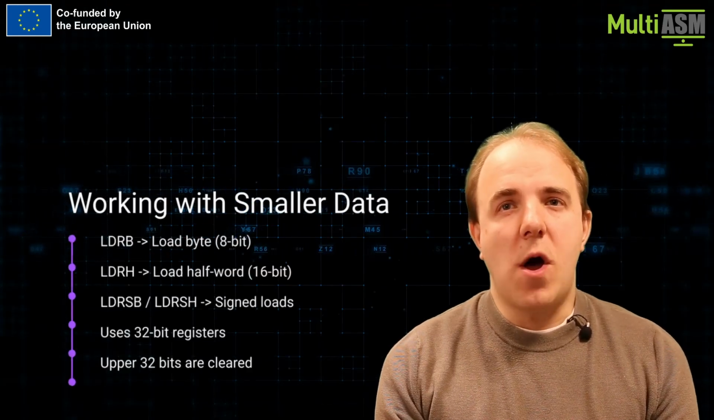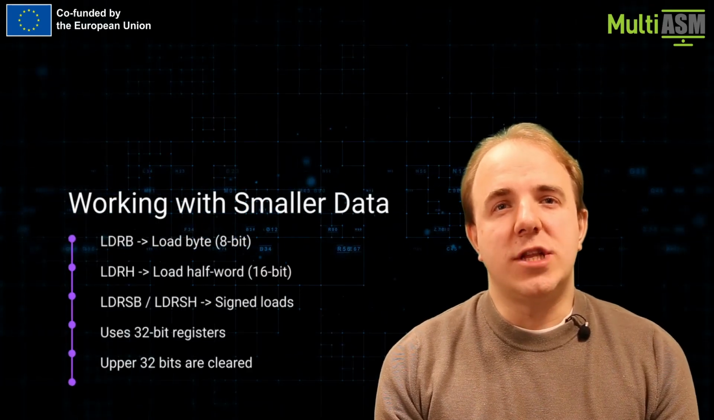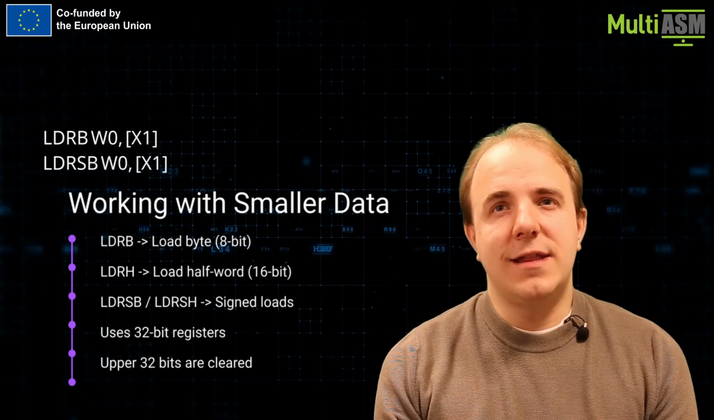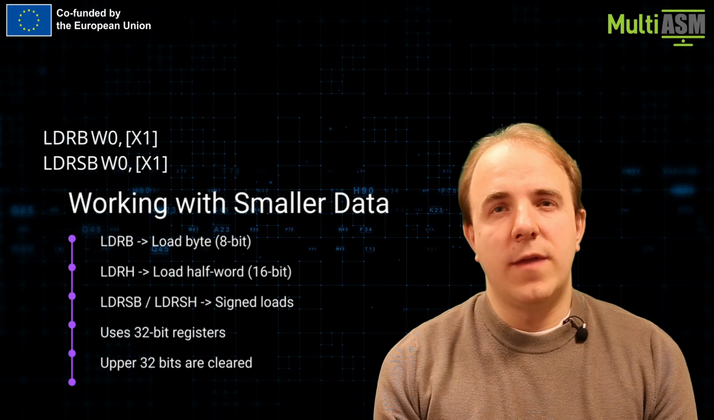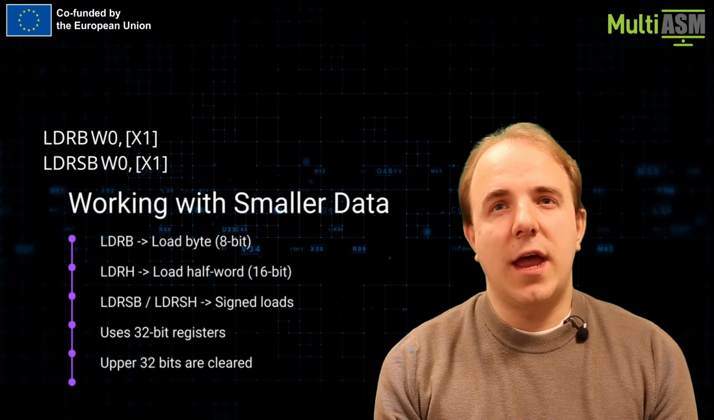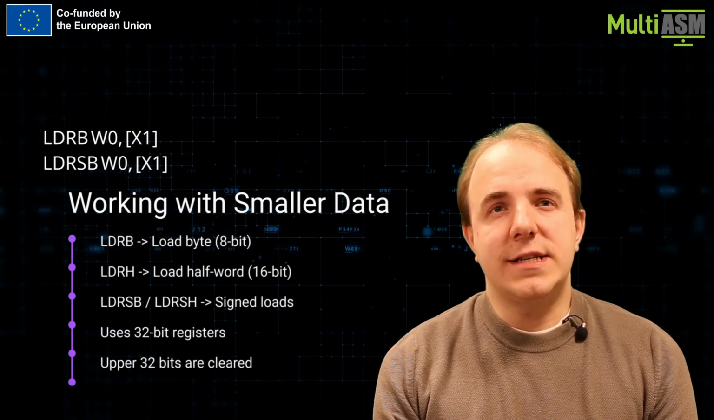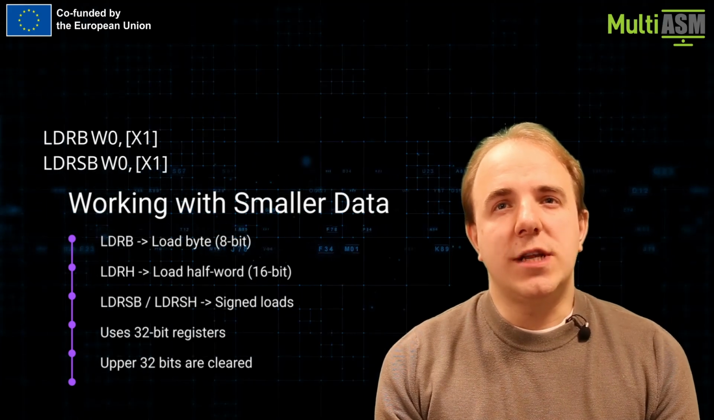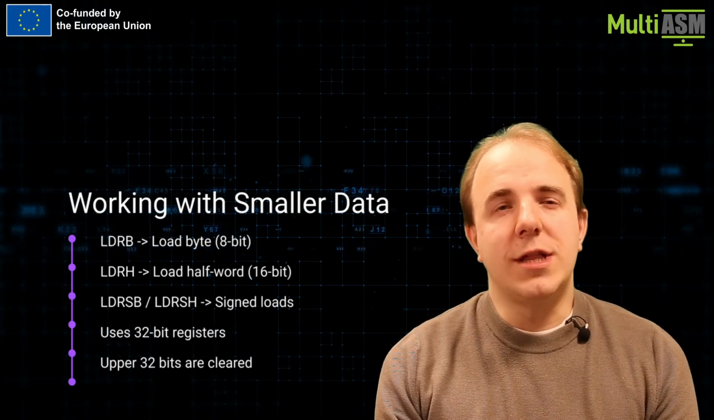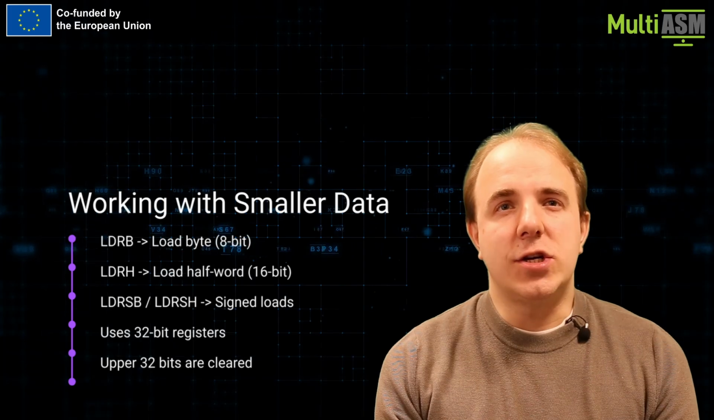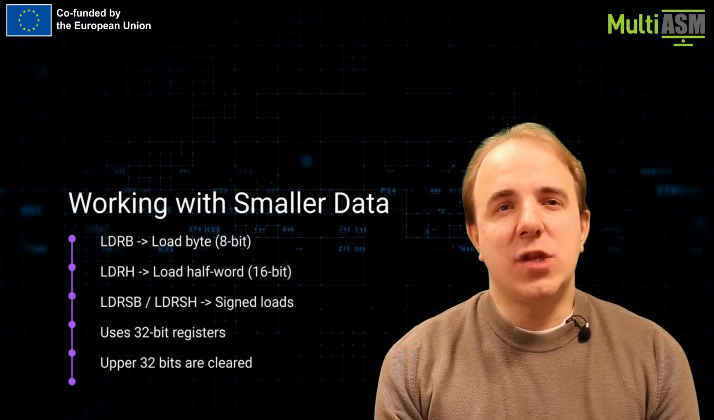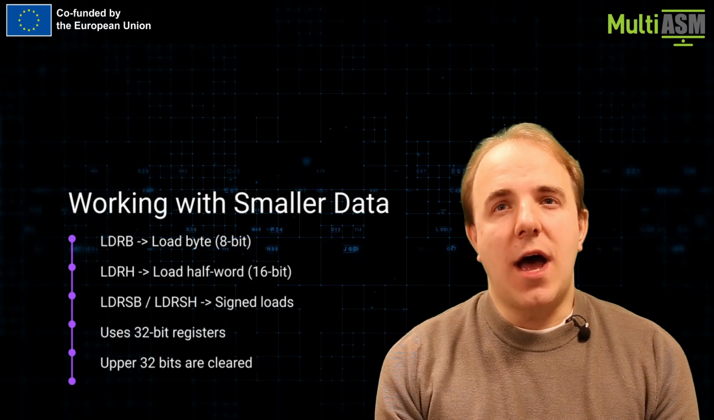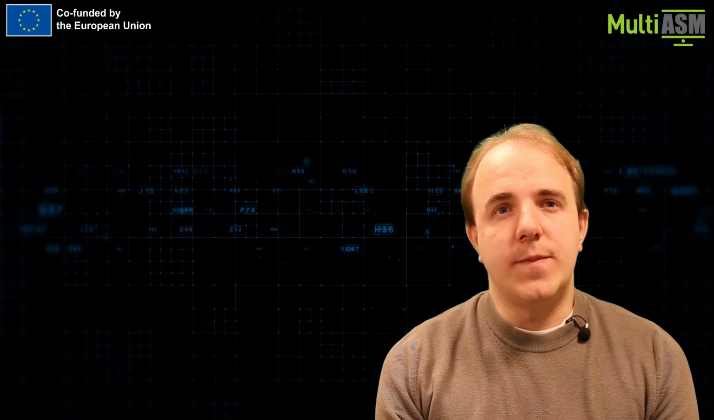To work with smaller values, ARM provides specialized instructions. LDRB loads a single byte and LDRH loads a half word. For signed values, instructions like LDRSB and LDRSH perform sign extension. These instructions can only write to 32-bit registers. That's because ARM only supports sign extension in 32-bit registers, and any write to a 32-bit register automatically clears the upper 32 bits of the 64-bit register.